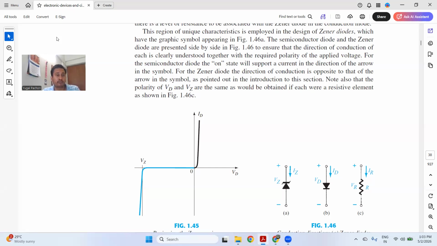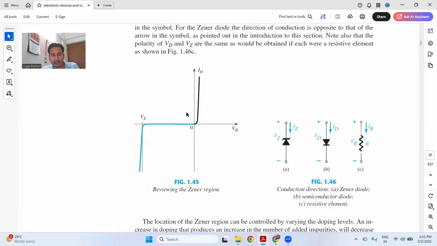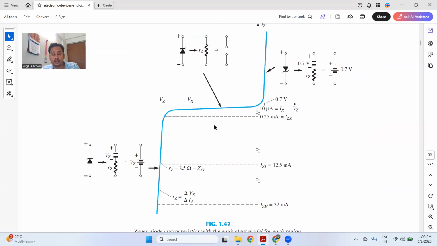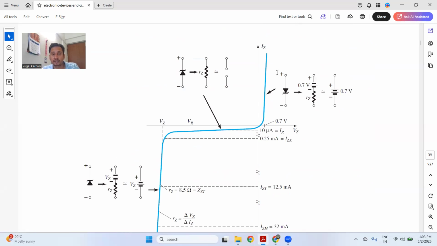Now another point of discussion is that I have told you the characteristics. Now you can see another characteristic. Look at this symbol, this particular point. This is the Zener voltage and the Zener resistance. So Vz is equal to 0.7 and Rz will be the corresponding value.